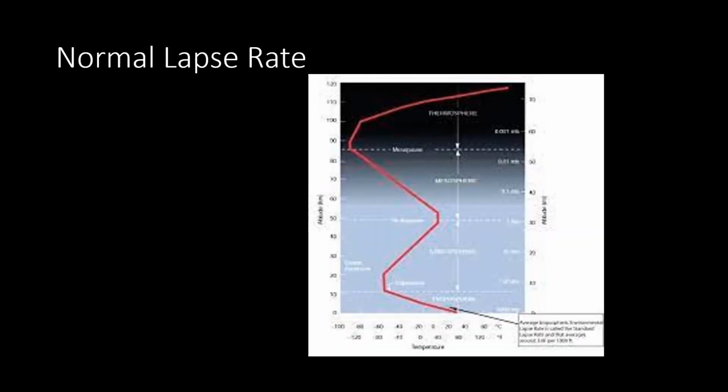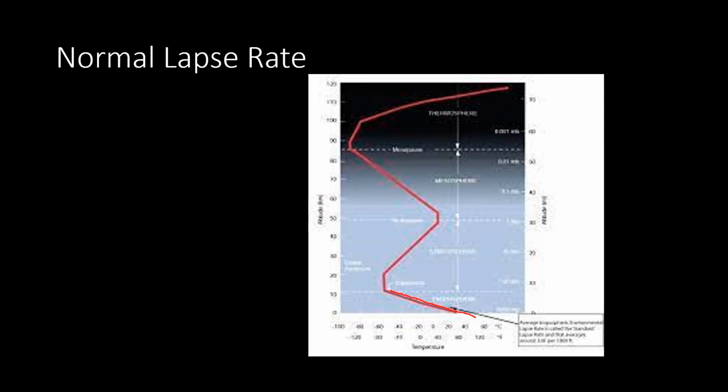And now the normal lapse rate. Normal lapse rate is normally used when we have non-rising air. We can also call the normal lapse rate the environmental lapse rate. In case of non-rising air, the temperature decreases by 6.5 degrees Celsius per kilometer. But this is only for non-rising air.